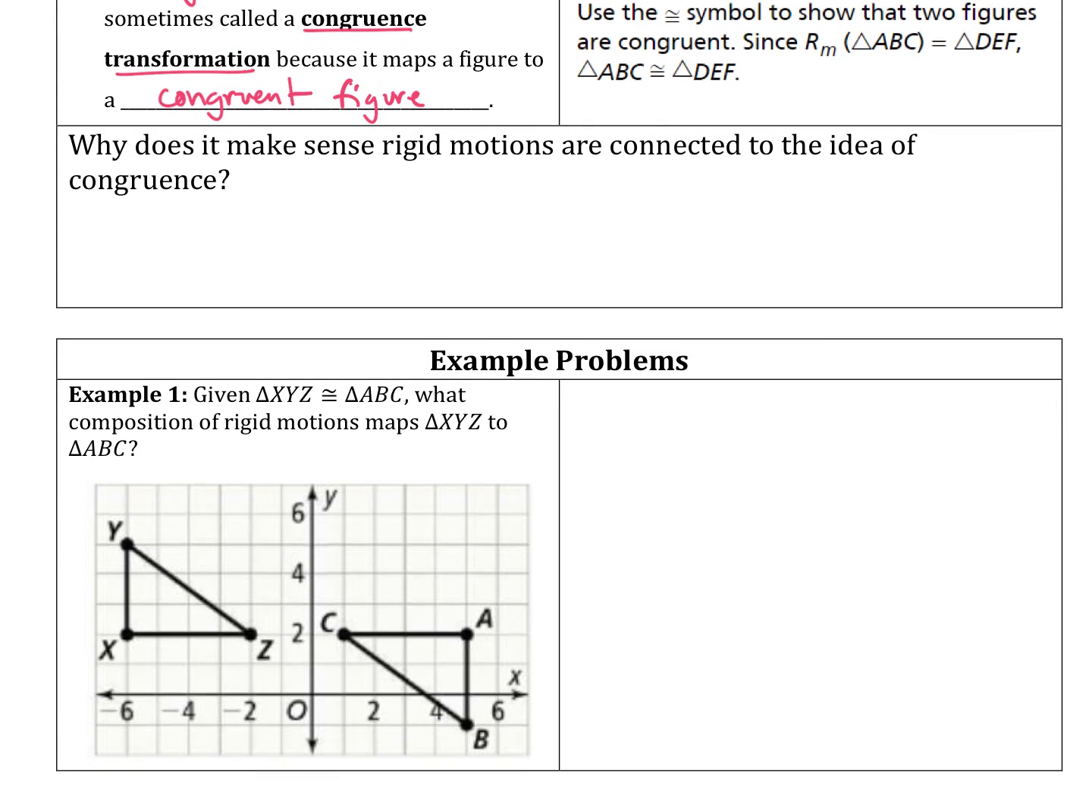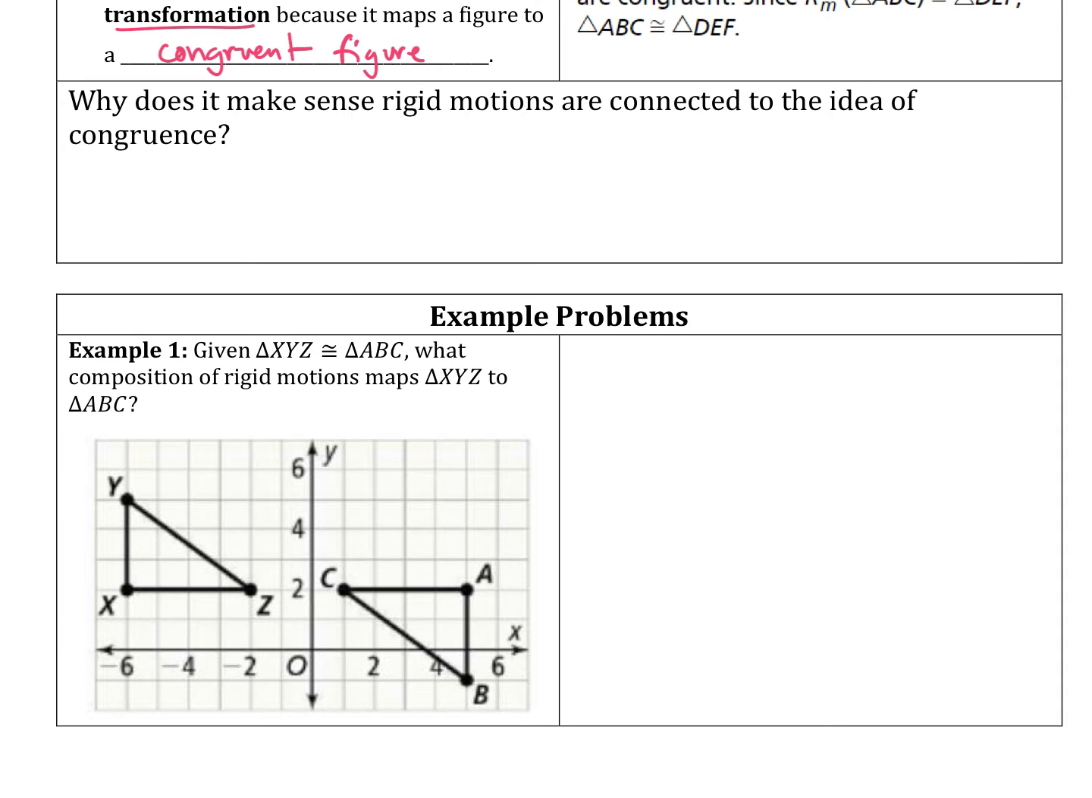So let's look at a quick example problem illustrating this idea of congruence transformations, or rigid motions, mapping a shape to another congruent shape. It says, given that triangle XYZ is congruent to triangle ABC, meaning that they are the same size and shape, what composition of rigid motions could be used to map triangle XYZ to triangle ABC? In other words, how could we use translations, reflections, and rotations to move this one to here? That should be possible if they're congruent. We should be able to find some combination of motions that would move this triangle to this one.